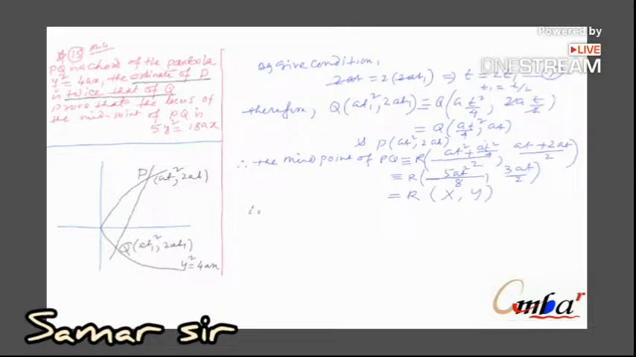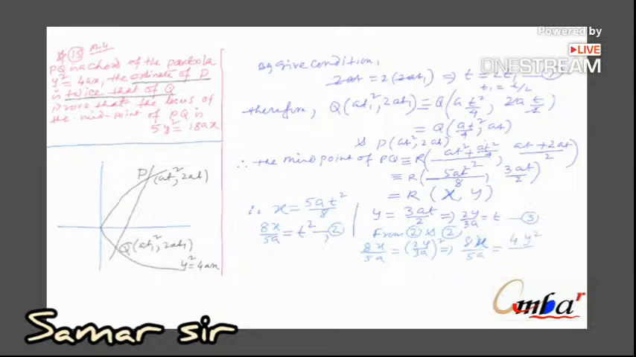Let us assume this is R(x, y), as we want to find the locus of R. So let us assume x equals 5a t square by 8, and y equals 3a t by 2. From equations 1, 2 and 3, eliminate t, then we get the answer: 5y square equals 18ax. This is the locus of the midpoint of PQ according to the statement.